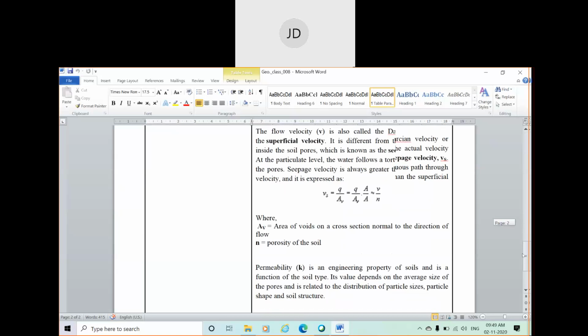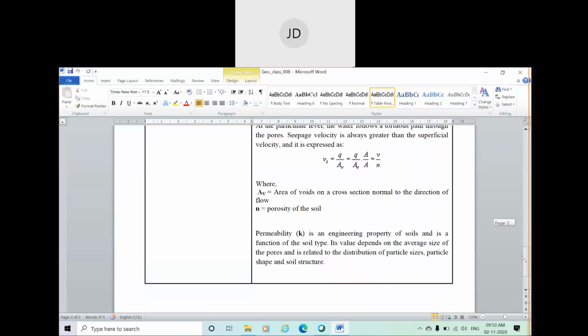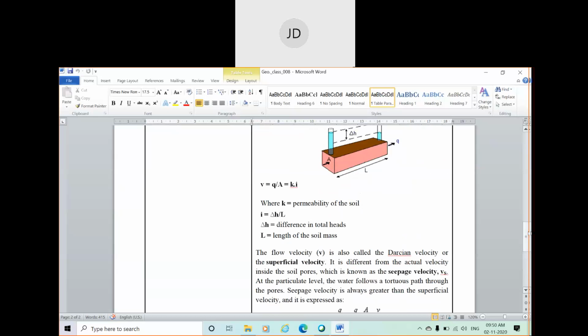Now, whenever you say velocity of flow, we can define the velocity of flow of water through soil in two ways. There are two types of velocity of flow. One is your theoretical velocity or theoretical discharge. Another one is your actual discharge, related to the actual velocity of flow or seepage velocity of flow. Now, what is the difference between your actual velocity and theoretical velocity?